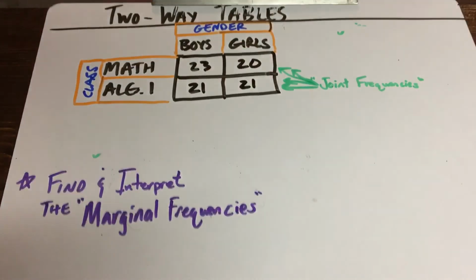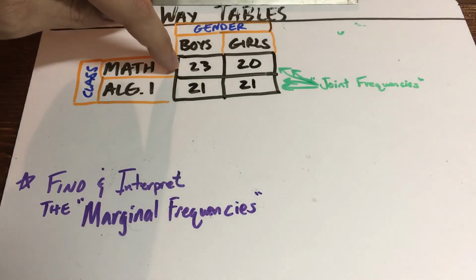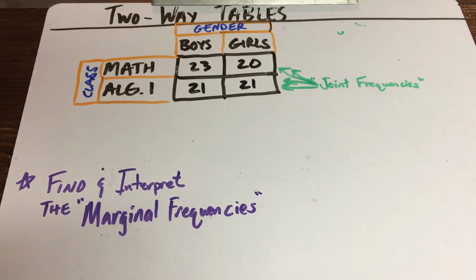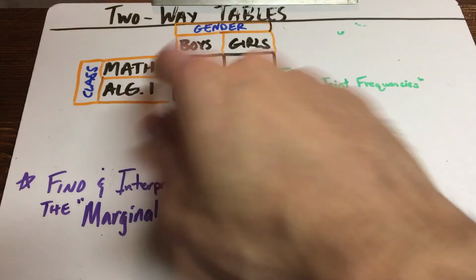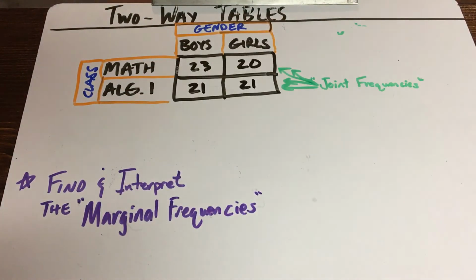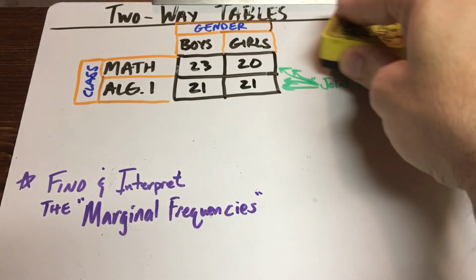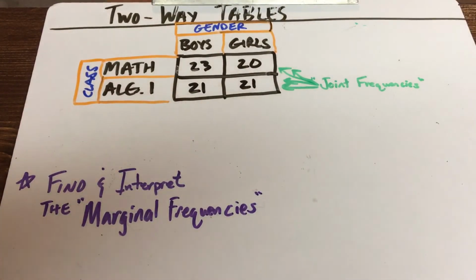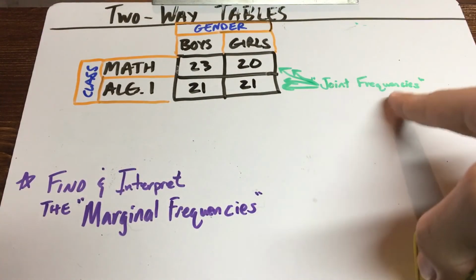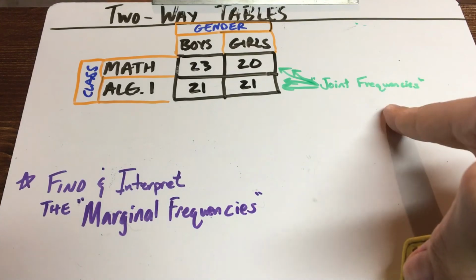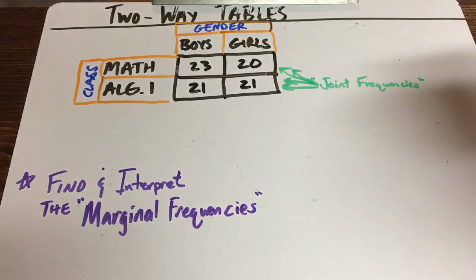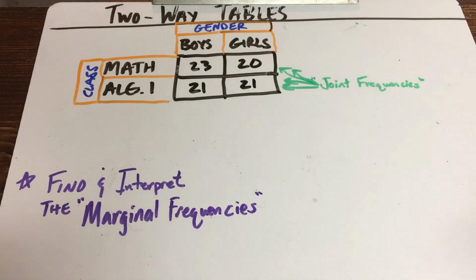And then all the numbers inside the table are how many boys I have in regular math. You can see I have 23 boys in regular math. I have 20 girls in regular math. I have 21 boys in my algebra class. I have 21 girls in my algebra classes. So that one was kind of neat that it was equal. But anyway, those four numbers inside the actual chart are called the joint frequencies. I drew four little arrows to point at all four numbers, each of which is called a joint frequency. Okay, got it.